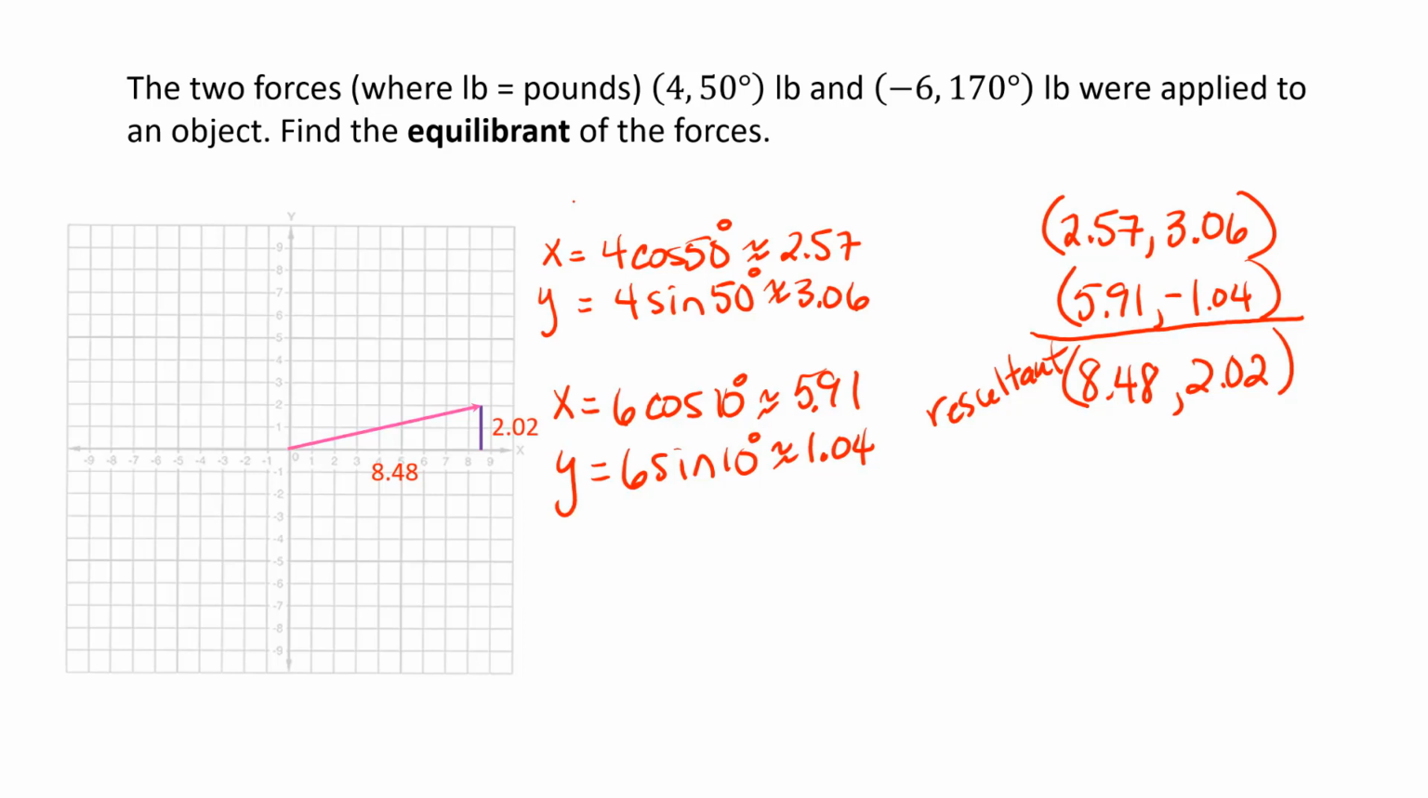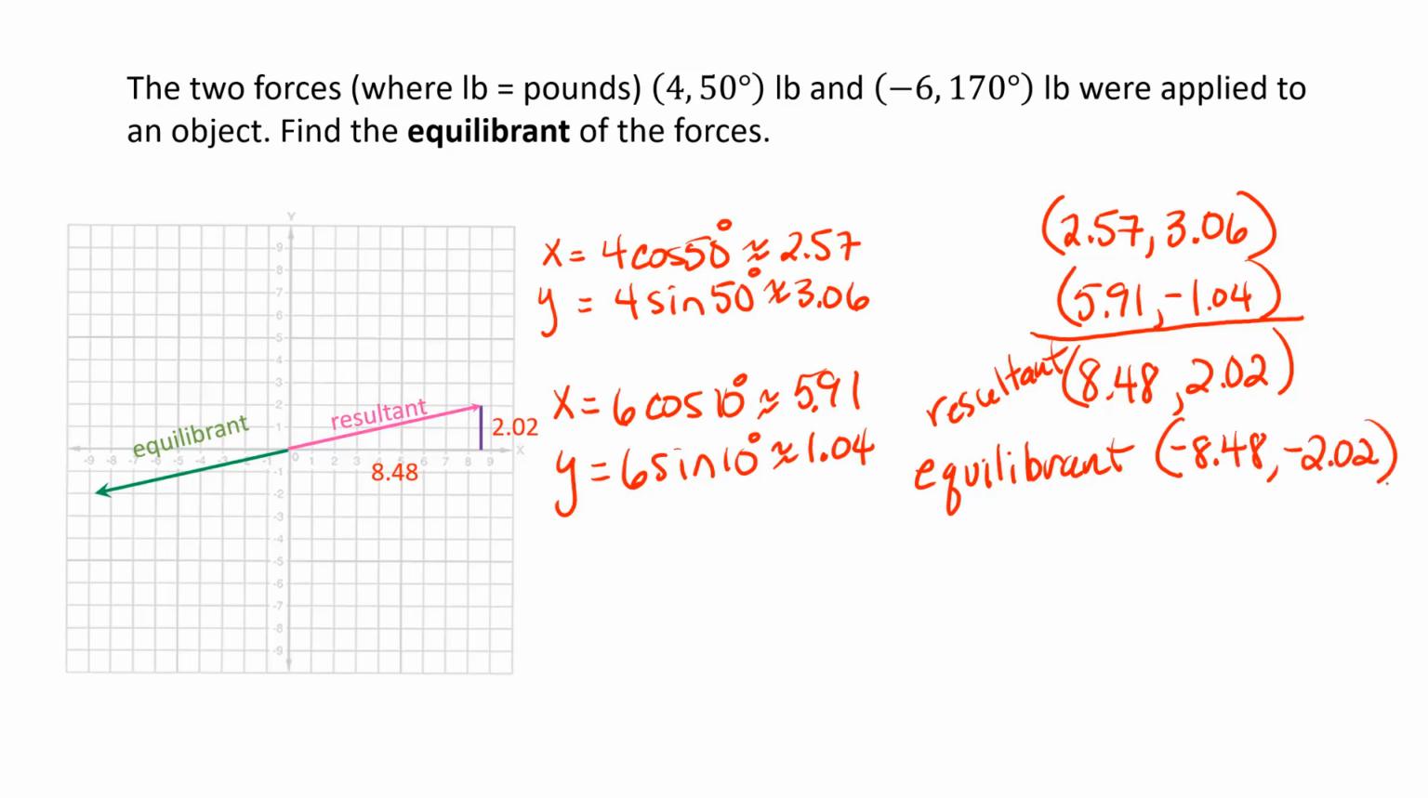Now, we don't want the resultant, right? We want the equilibrant. And the equilibrant looks just like the resultant, except it goes in the exact opposite direction. So that's the equilibrant. It points in the opposite direction. So we want to find the x and y for that. And since we know it has the exact same coordinates as this one, except it's in the opposite quadrant, in the third quadrant where x and y are both negative, the equilibrant is going to be negative 8.48, negative 2.02.